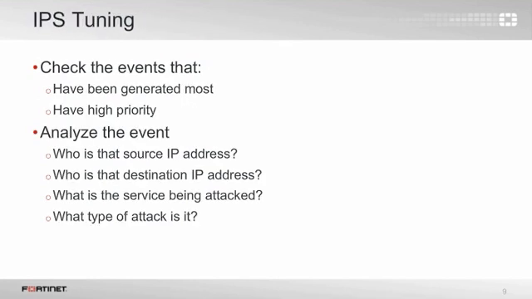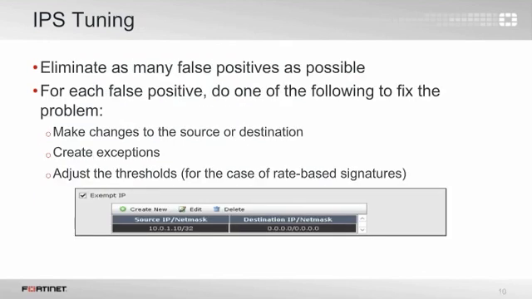When you check IPS events, start with the events that have been generated the most or have high priority. For each event type, analyze the IP addresses, services, and type of attack. The analysis should help you to identify whether the event is a genuine attack or a false positive. Eliminate as many false positives as possible. For each false positive, try to fix the problem by making changes to either the source or destination of the traffic first. You can also use IPS exceptions.